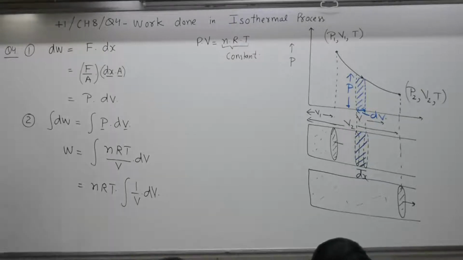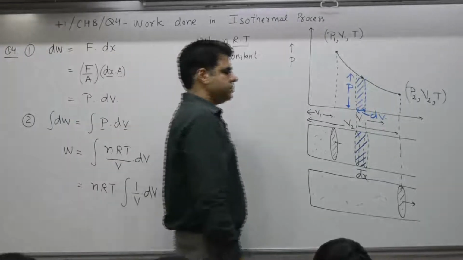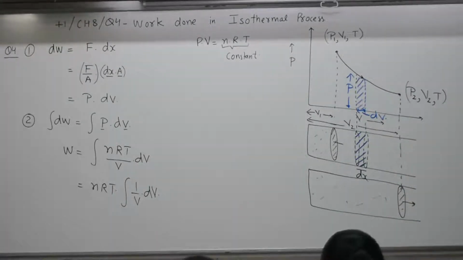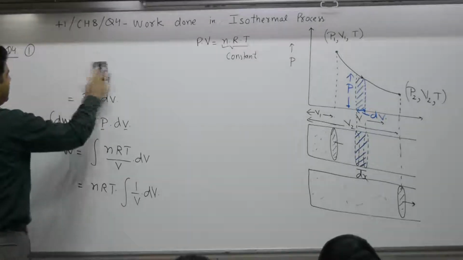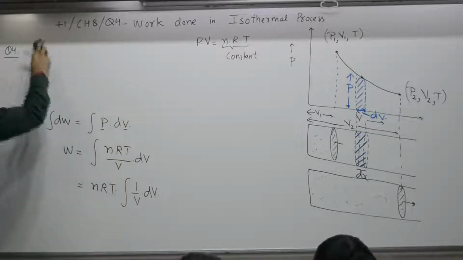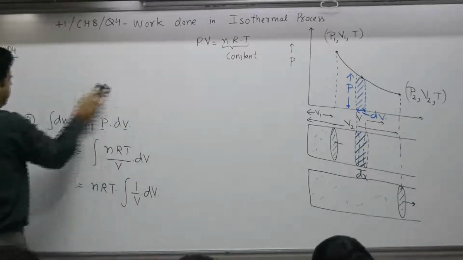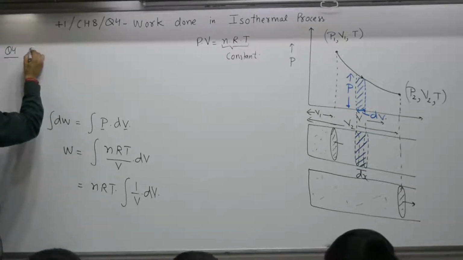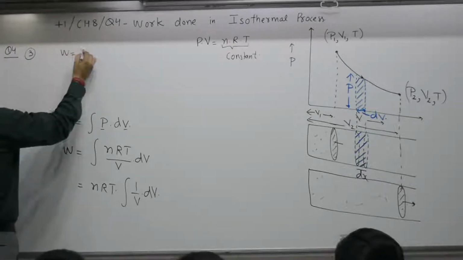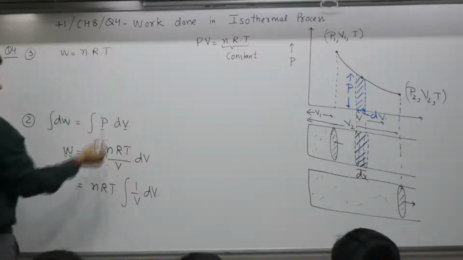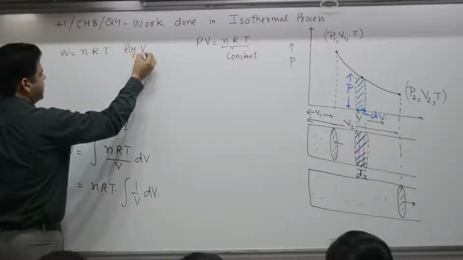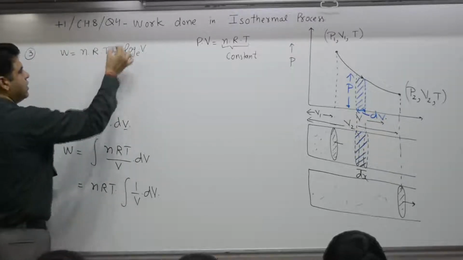What next? Yes. When you write work is equal to nRT, say third step. Work is equal to nRT integration of 1 by V. Log of V to the base e. This is termed as natural log. Limits.